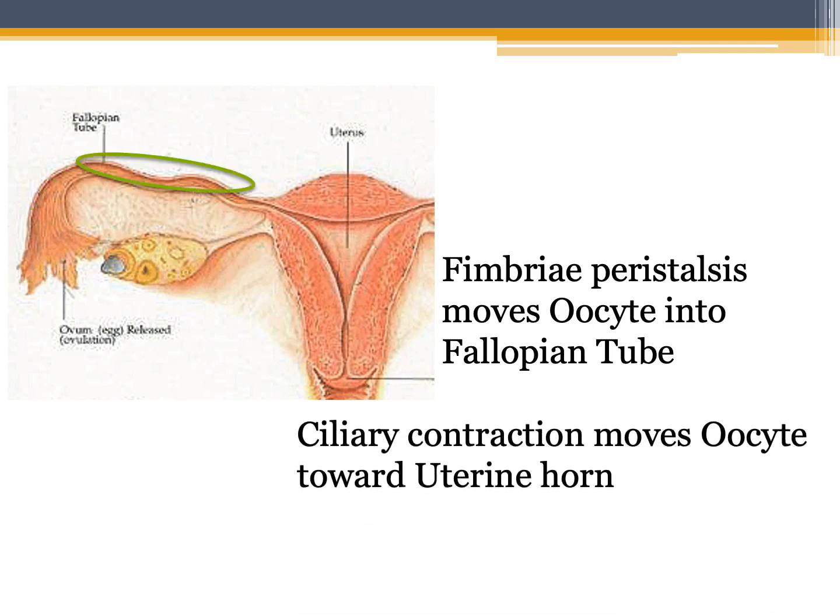We will then get ciliary contractions and peristaltic contraction within the fallopian tube, propelling the ovulate towards the uterine horn. This is the region where we will see interaction between the ovulate and the sperm, leading to possible fertilization.